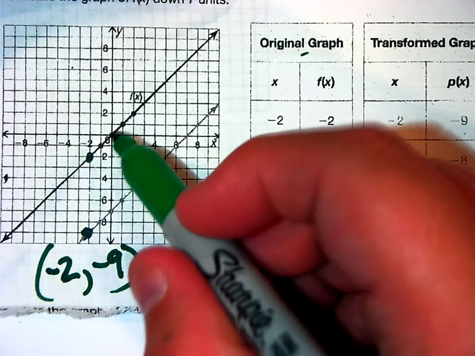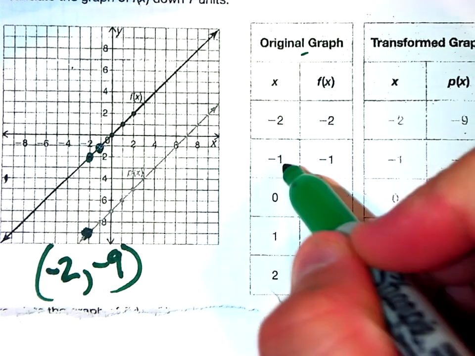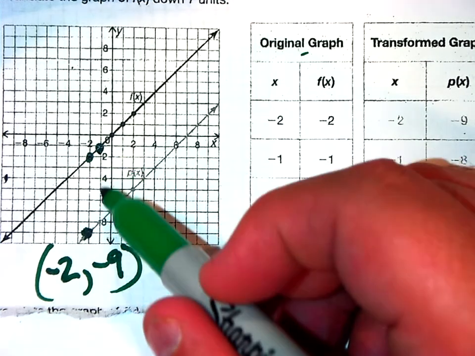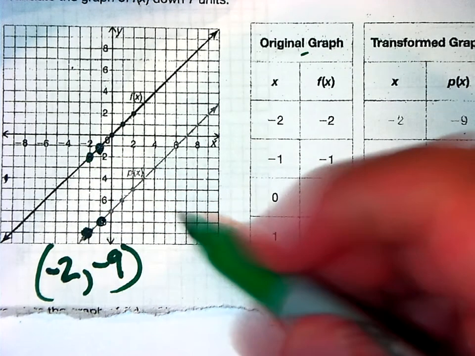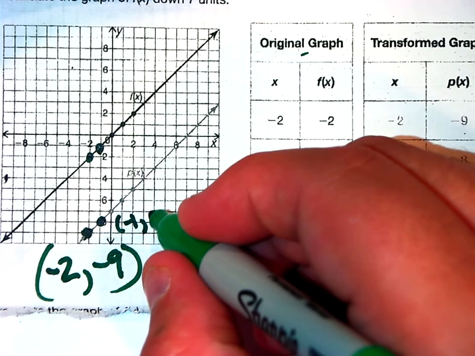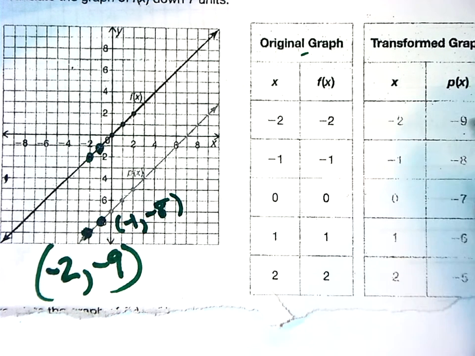Now we're going to do the same thing with the second point. So the point -1, 1 is next. So this point here, I'm going to move it down 7 units to get to this point. And that's going to be the point -1, comma, -8. And I'm going to put my transform point over here.